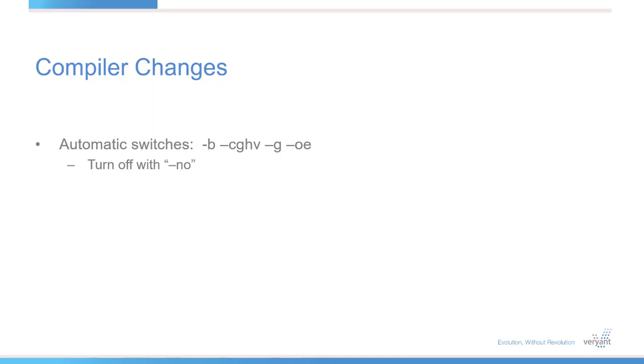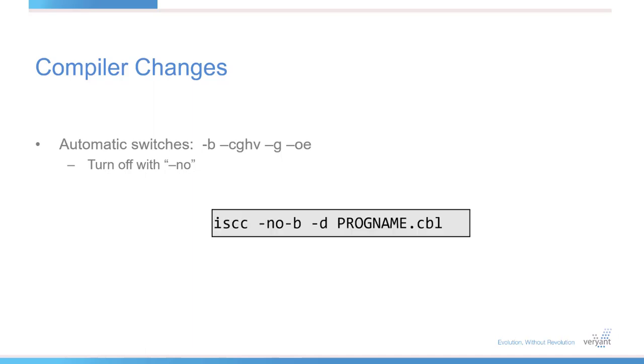-CGHV lets the runtime use group host variable names in ESQL instead of the individual subordinate items when possible. -G includes SMAP information so that if an exception occurs, COBOL source code references can be returned in the exception message. And -OE optimizes evaluate statements by converting them to Java switch statements whenever possible. And here's an example of a command line that turns off the -B switch by putting -NO in front of it.